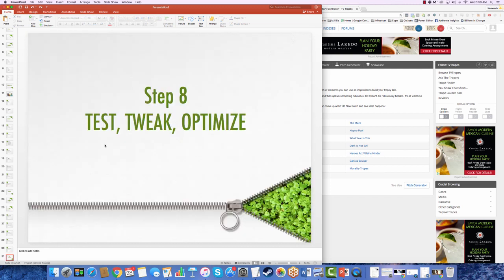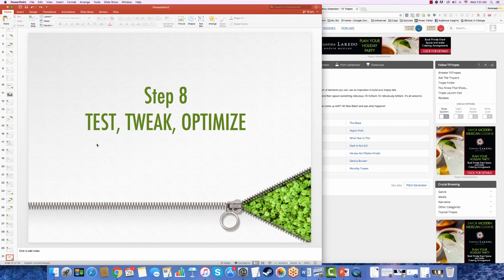Last step, step eight: test, tweak, and optimize, like anything in copywriting. Look, a story is not a panacea. It's wonderful. It's a great way to keep people's attention, and it's a great way to break up the monotony of all these stupid templates you see everywhere. But at the end of the day, it's still sales copy. And you have to test it, you have to tweak it, and you have to optimize it.